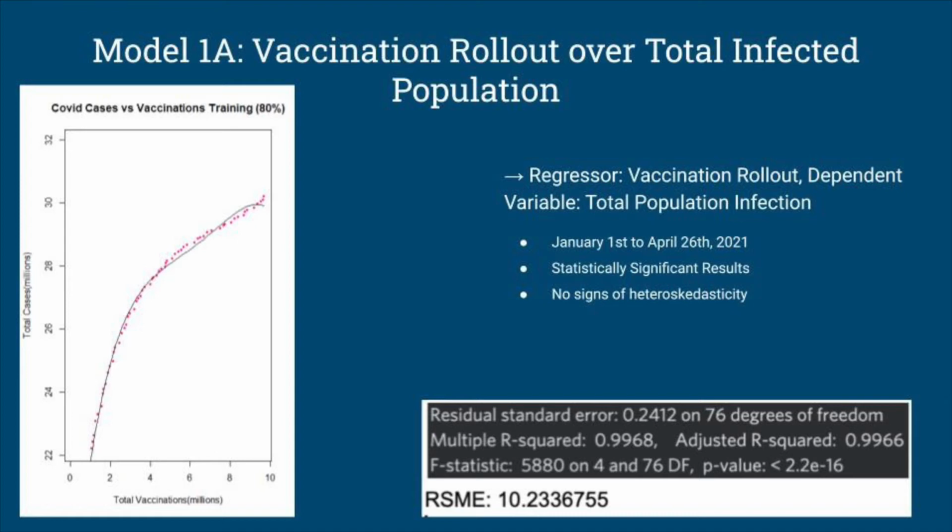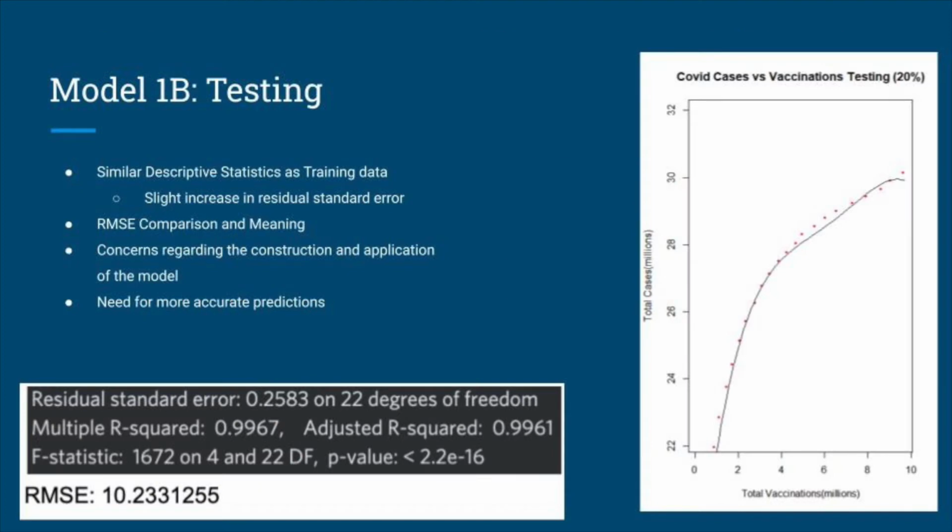A high F-statistic relative to the size of our dataset implies a strong relationship between the regressor, vaccine rollout per million, and the dependent variable, total cases per million, at a statistically significant level given the p-value being below the threshold of 0.05. There are no signs of heteroscedasticity or distribution problems in the model because of the uniform distribution of the points. We then applied our training data regression over the remaining 20% of our data.